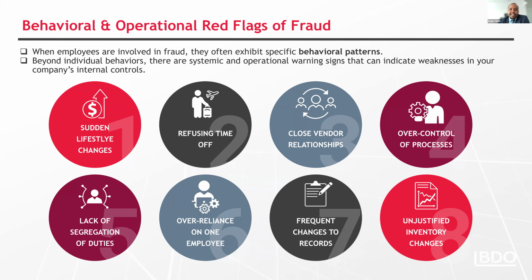The first one is a lack of segregation of duties. One of the most critical vulnerabilities in any organization is the lack of segregation of duties. So if you find that there's a single employee who is responsible for too many steps in a process, such as selecting vendors, approving invoices, and making payments, it creates an environment that is very ripe for fraud. Without checks and balances, this person could easily manipulate the system. So segregation of duties is essential for ensuring that no one person has too much control, and thus reducing the risk of fraud.